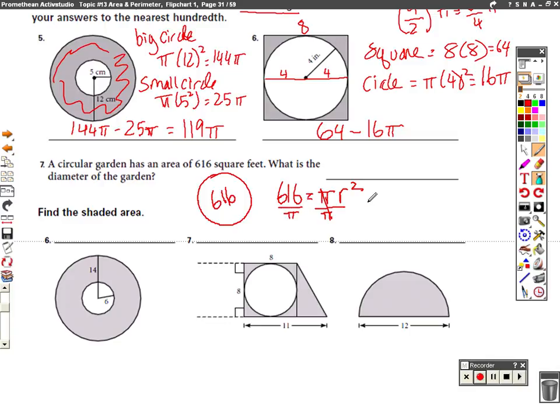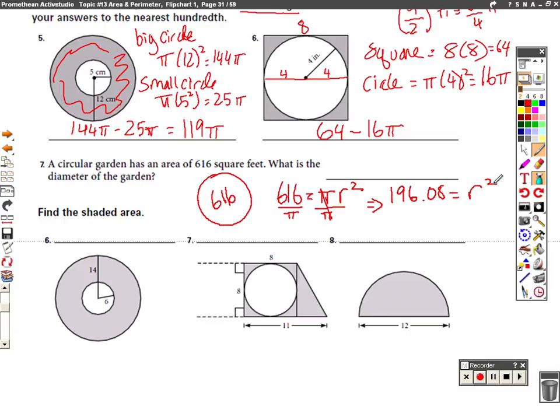And so I end up with 616 over pi. I'm using my calculator to get a number there. 616 divided by pi gave me 196.08 equals r squared.